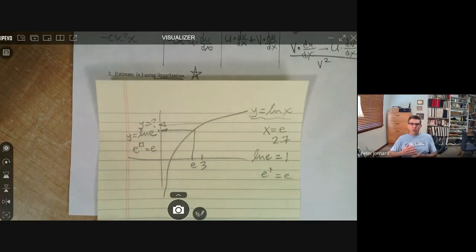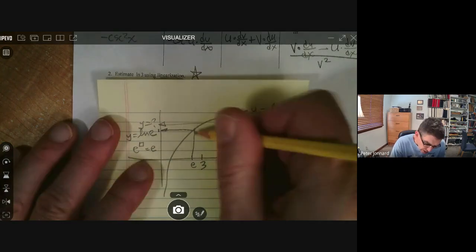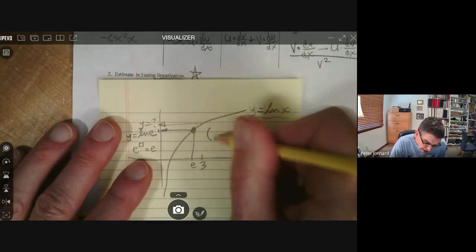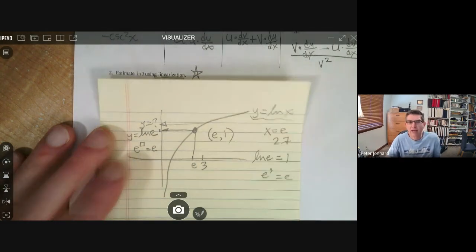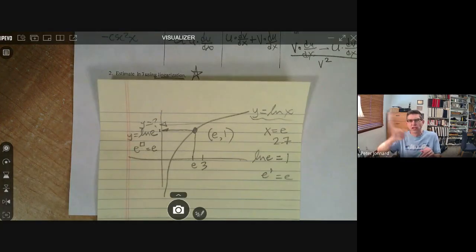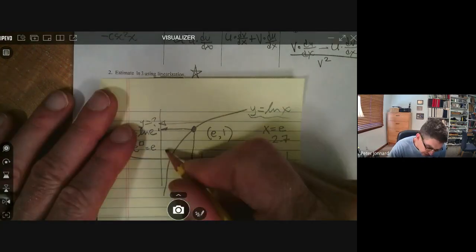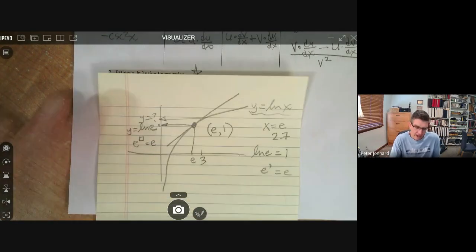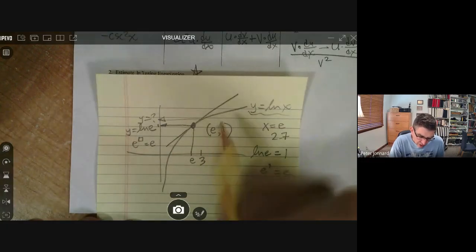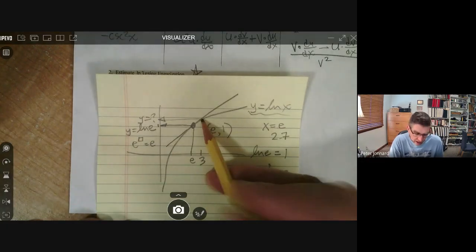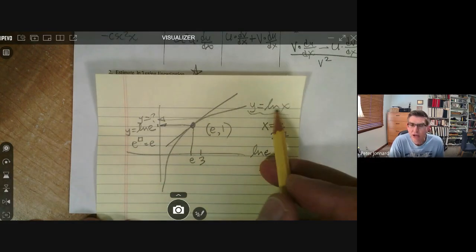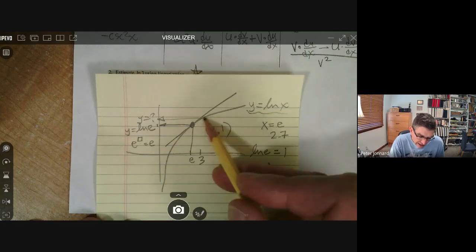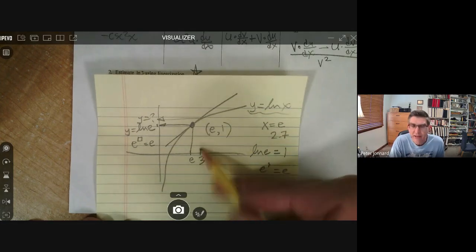So what we do here is we take this point at e comma 1, and we find the tangent line to it. What is the equation of the tangent line? For values very, very close, if we stay on the line, though it's not curved like the natural log function is, it'll give us a good estimate of the value of the function at 3.